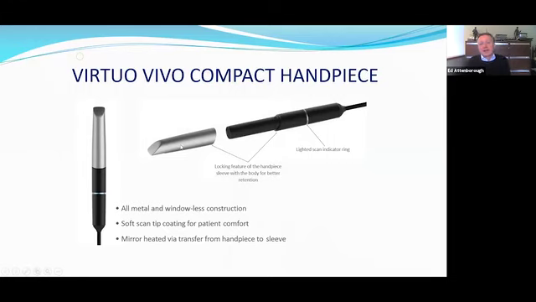Most devices actually have a heated mirror to prevent fogging. That's quite common, and obviously it has a special coating for comfort for the patient.